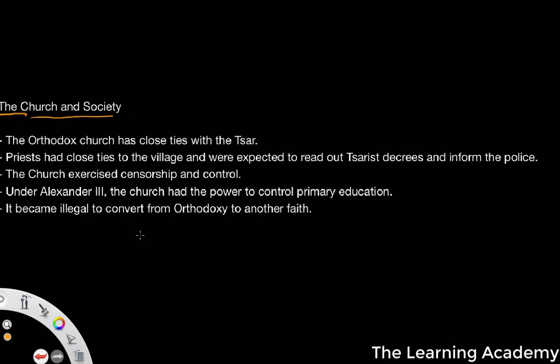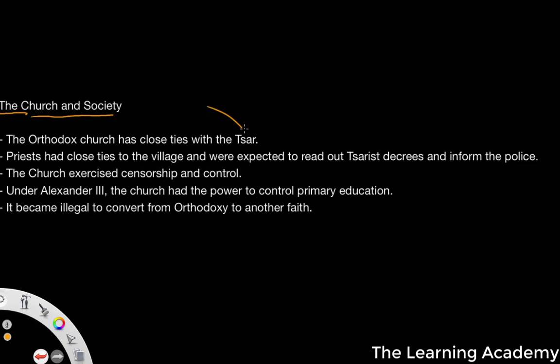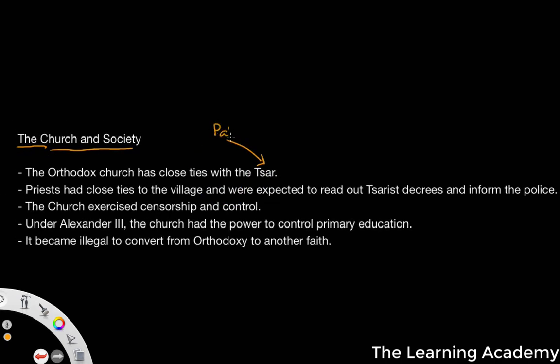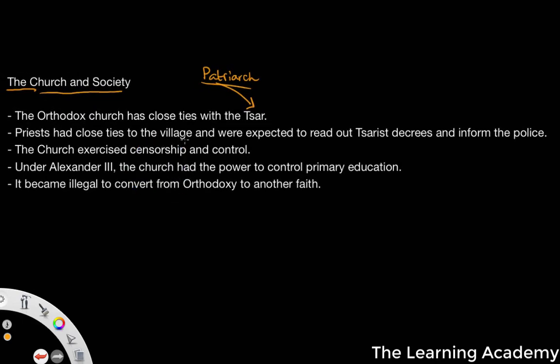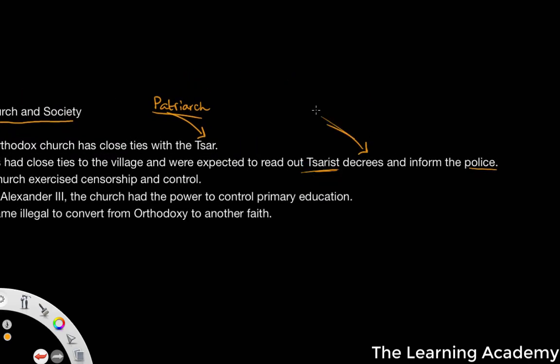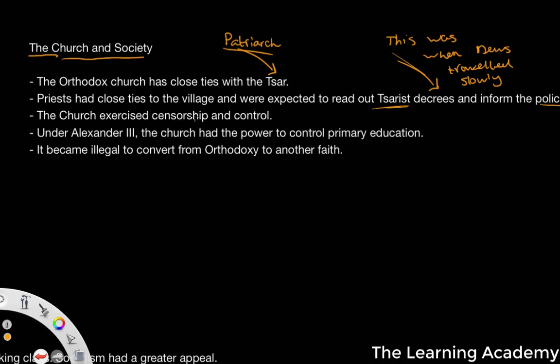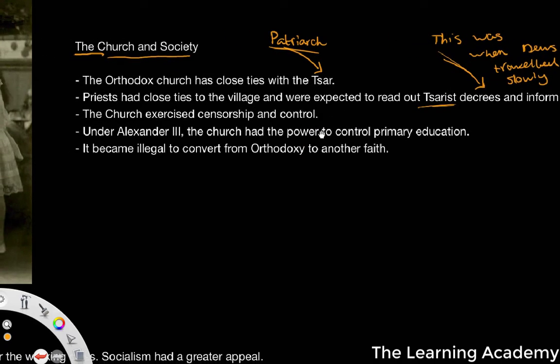Okay, so the Orthodox Church had close ties with the Tsar. The Tsar was patriarch of the church. Priests had close ties to the village and were expected to read out Tsarist decrees and to inform the police. This was when news travelled slowly. The church exercised an era of censorship and control. So the church did control much of society.